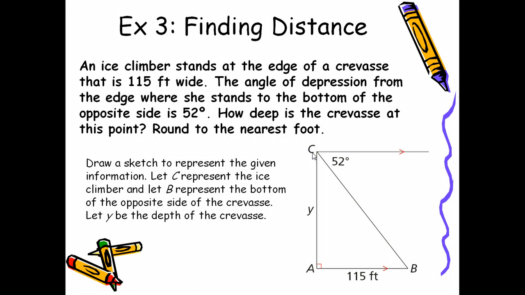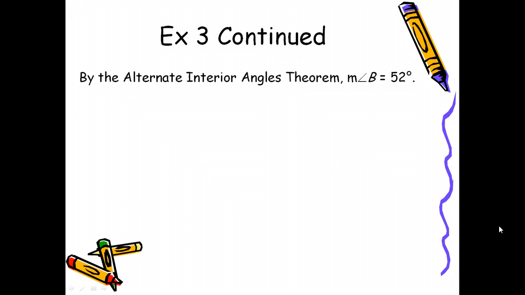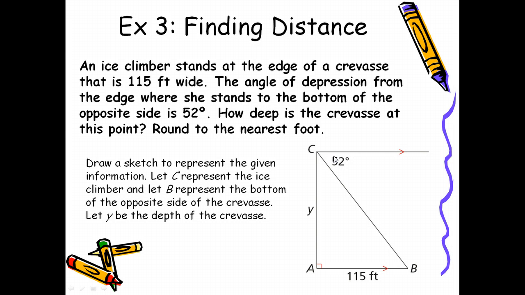Okay, so our climber is here, the bottom is here, the crevasse is 115 feet wide, and she's looking down at a 52-degree angle. And y is how deep the whole crevasse is. So if we use the alternate interior angles theorem, the measure of angle B is also 52 degrees. Let's look at that. We have two parallel lines. These are the alternate interior angles, and they have to be equal.